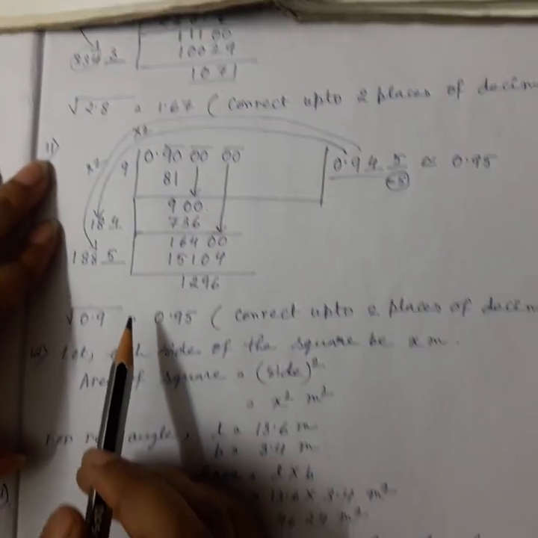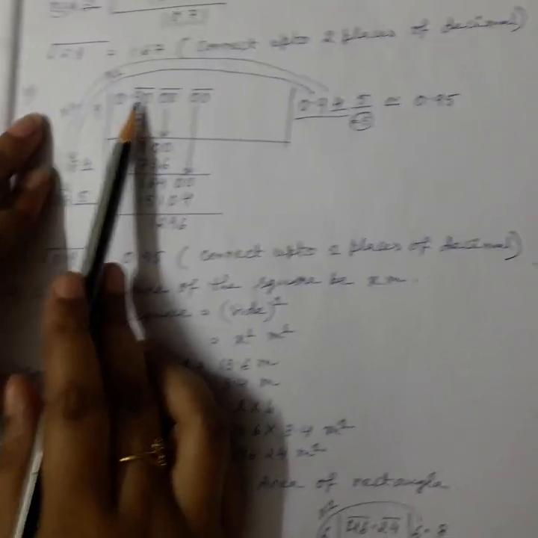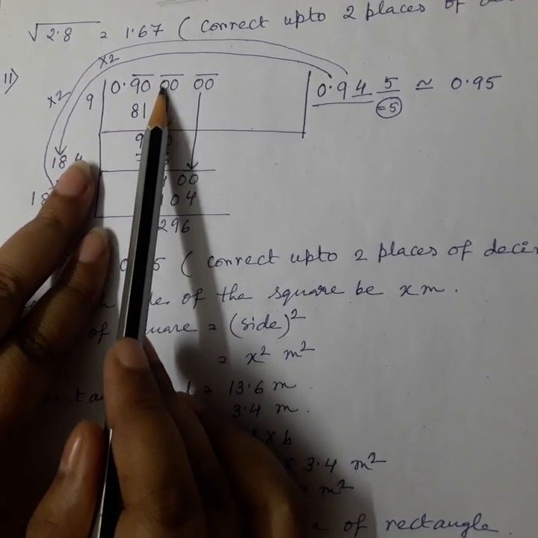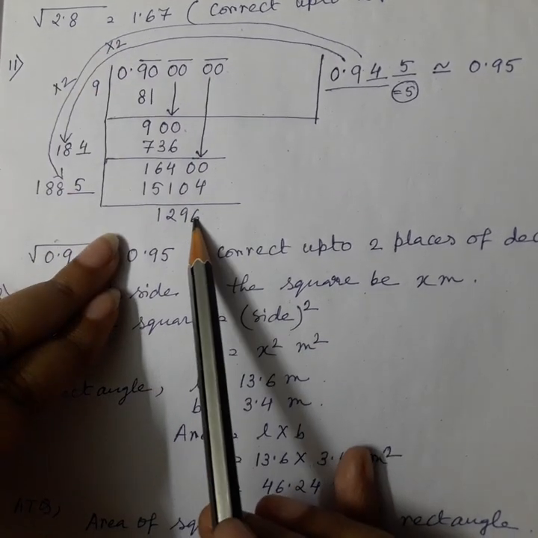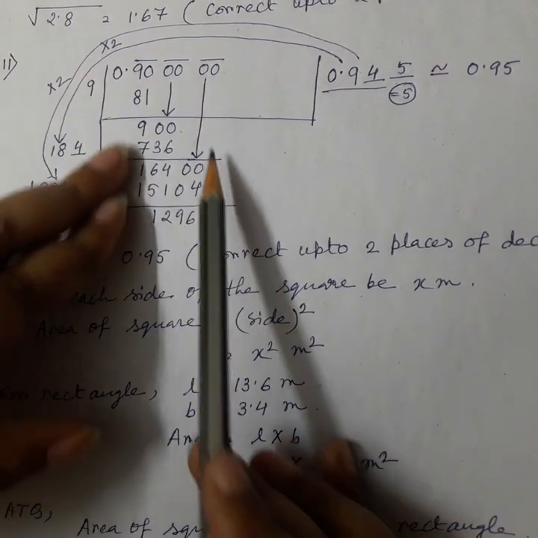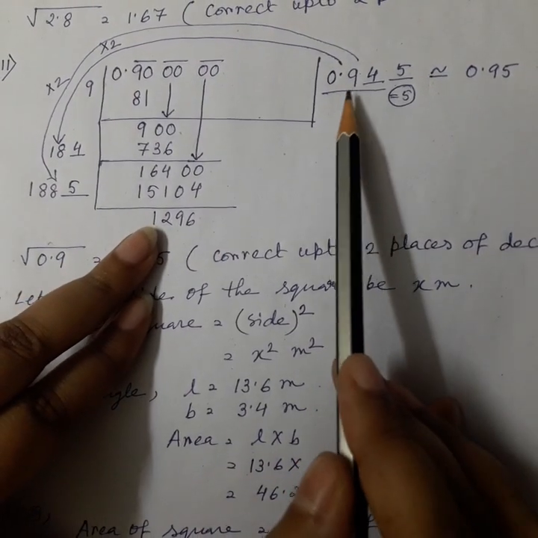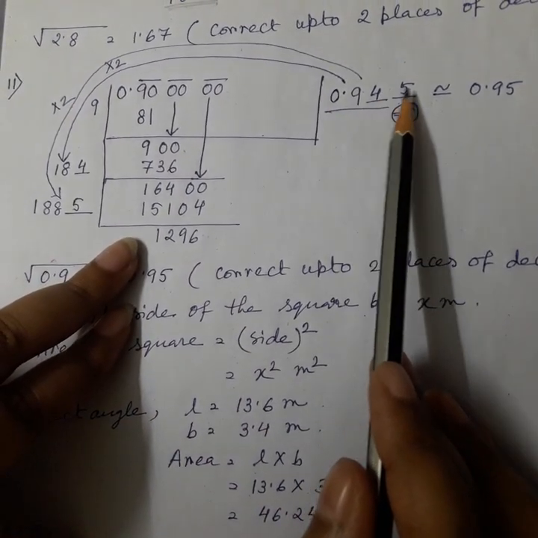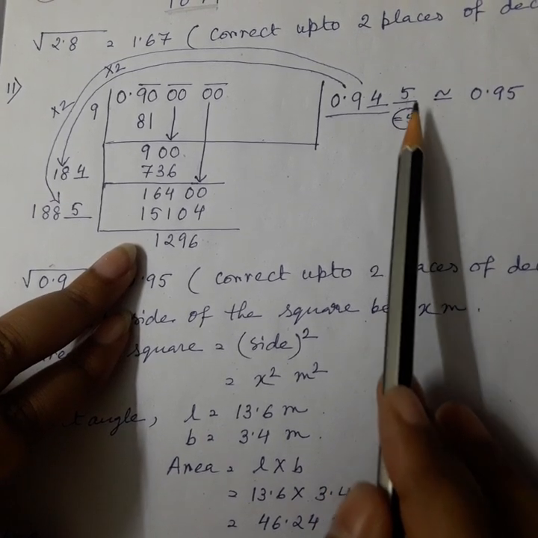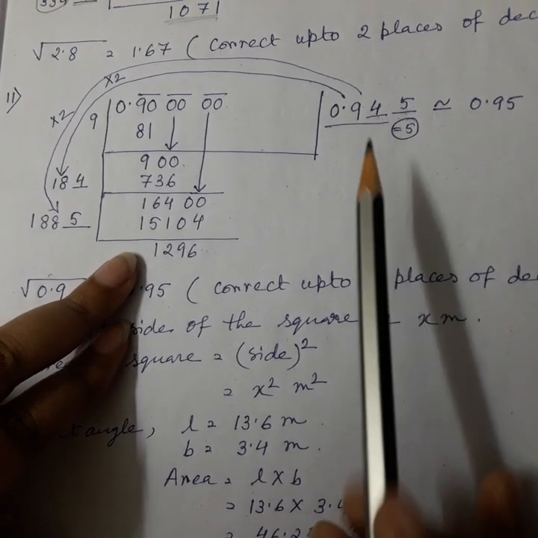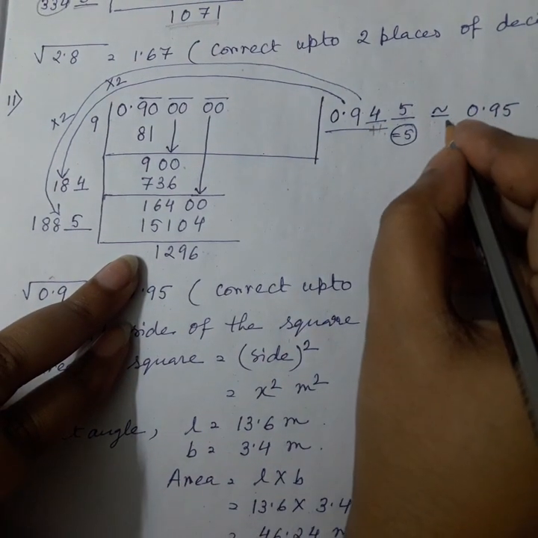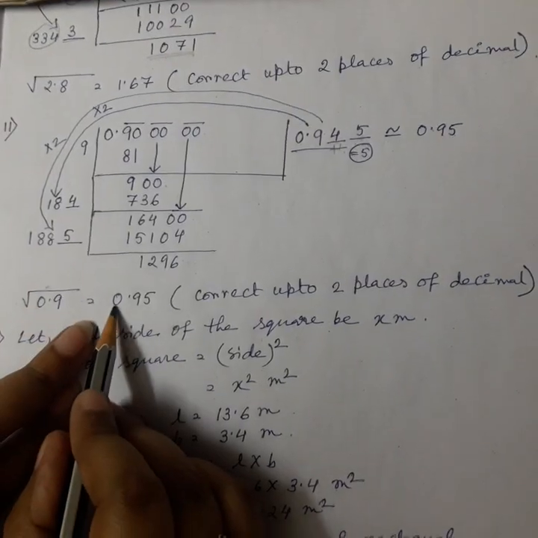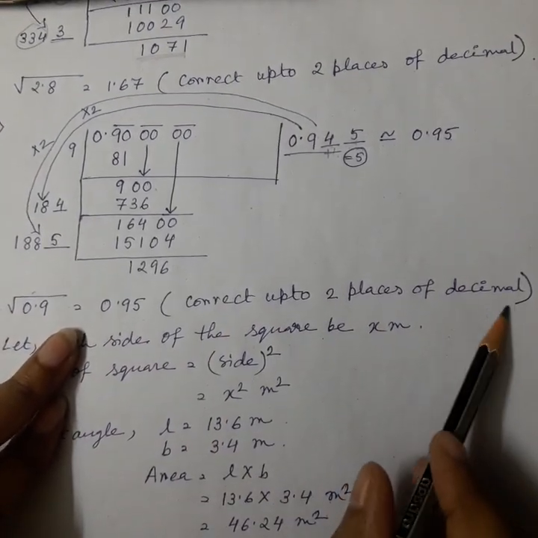Now question number 11 you also have to do in the same way. 0.9 is there, so you have to make the pairs up to 2 places of decimals. So 900000. In the same way as question number 10, you have to do the long division. That process I am not explaining because you can understand. So 0.945, see that the last digit is 5, so this is equal to 5. So with 4 we have to add 1, so approximately it will come 0.95. So the square root of 0.9 means 0.95, correct up to 2 places of decimals.